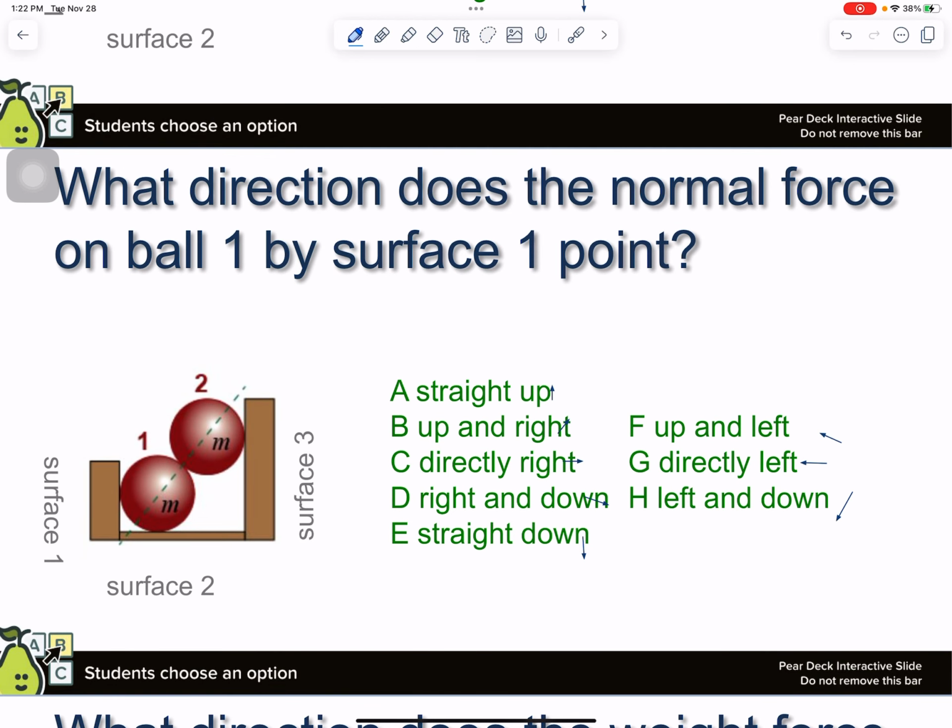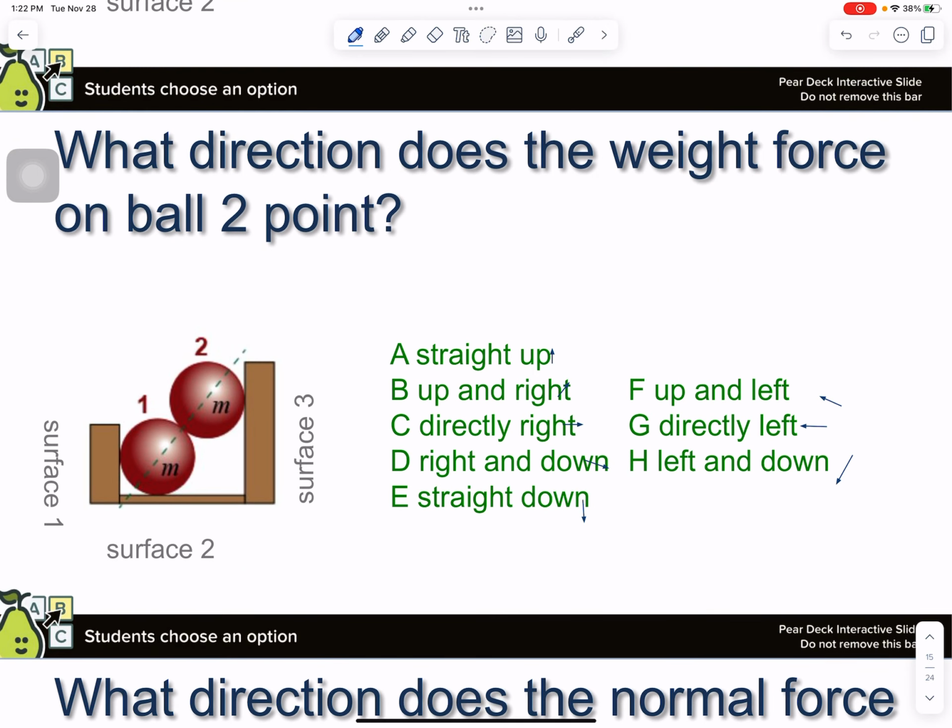What direction does the normal force on ball 1 by surface 1 point? Okay, surface 1 is over here. That is my surface. Here's the point of contact. It's going to go perpendicular to the point of contact, and so that is going to be directly right. Again, remember, it's always a push away.